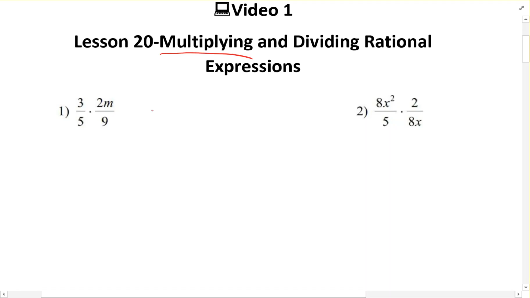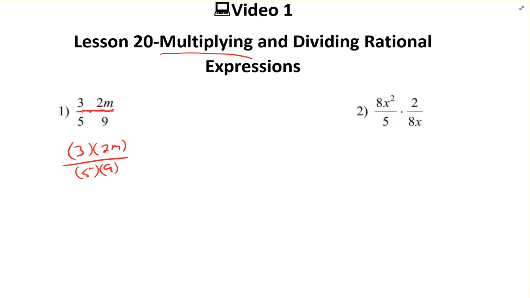So for the most part, though, this kind of confuses people sometimes. They say, okay, this times this, what am I going to do with that? You can really just sandwich these two things together. It would be the same thing as if this was all just over, right? So this is just 3 times 2m over 5 times 9. Same thing, right?